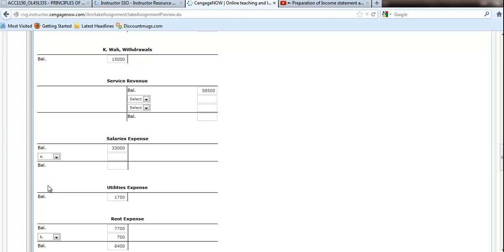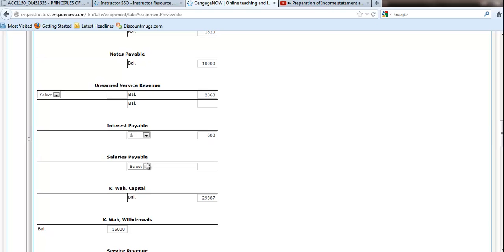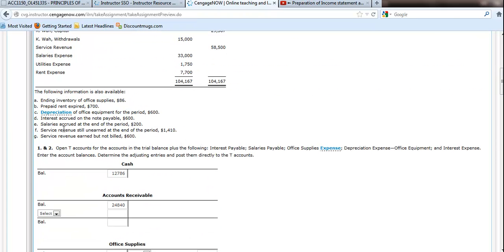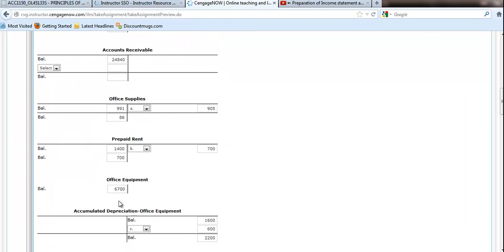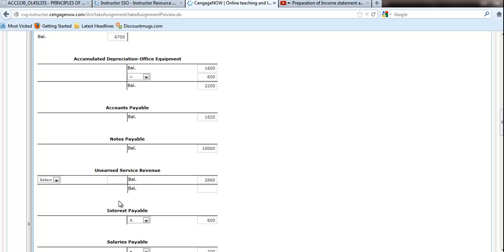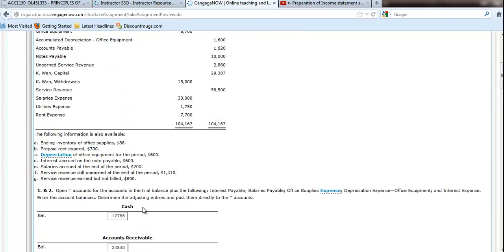And I believe this is transaction E. So salaries expense for $200. And so my new balance is $33,200. Okay, so my debit is salaries expense. I'm not paying it yet, so my credit is going to be salaries payable. The amount of $200. E, salaries, or that was E. Did I put D? Okay, that was E. So we're ready for F.